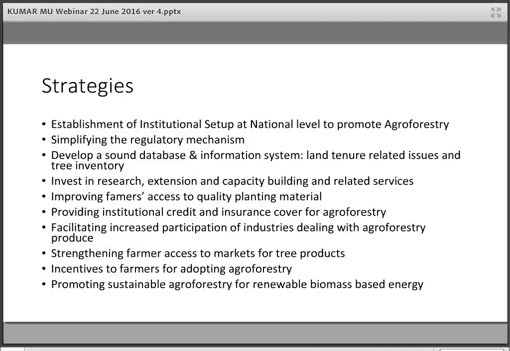interest-free loans for establishing agroforestry plantations and systems, and then finally promoting sustainable agroforestry for renewable biomass energy, like planting of tree-based oil seeds and other biomass crops, to meet the energy requirement of the farmers, particularly running farm machinery, using the biomass fuel or oils from the tree-based oil seed crops. This has been one of the strategies that has been proposed under this particular policy of agroforestry.